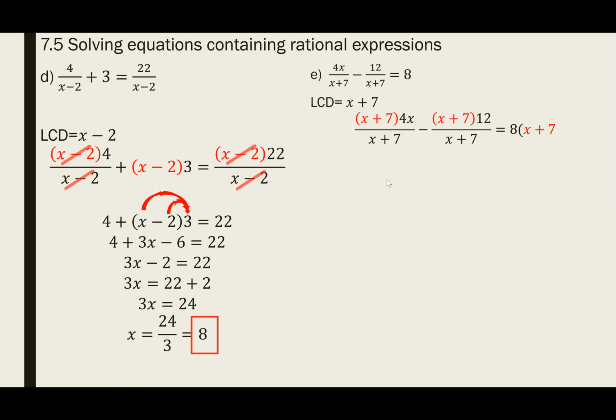And now what do I need to do? Well, I can cancel this x plus 7 on top and x plus 7 on the bottom. This x plus 7 on top, this x plus 7 on the bottom. What am I left with? I'm left with 4x minus 12 equal to 8, open parenthesis, x plus 7.